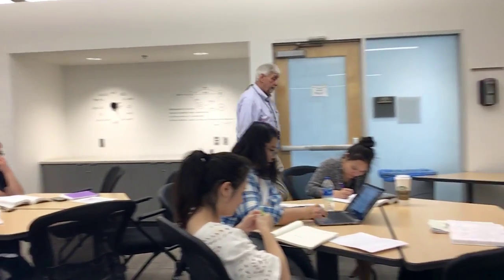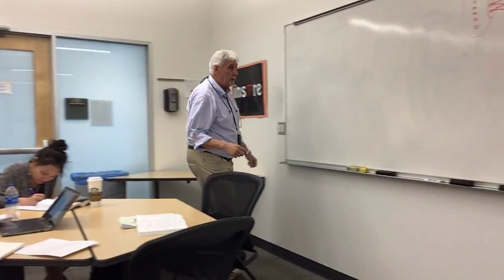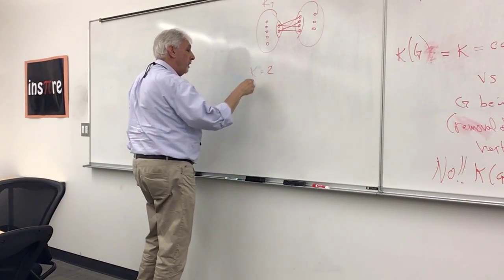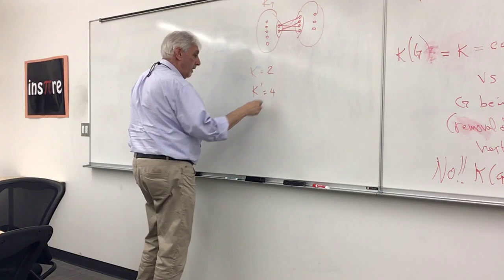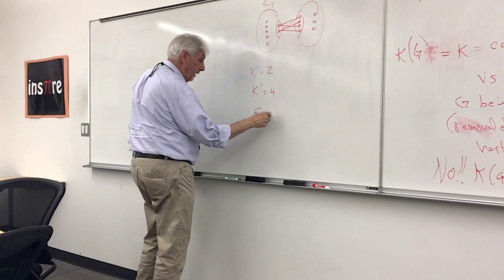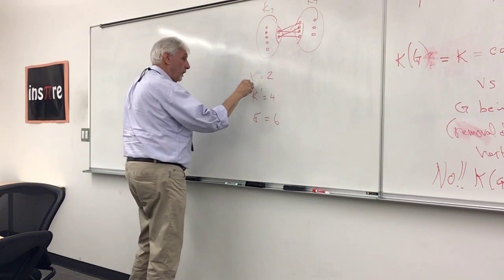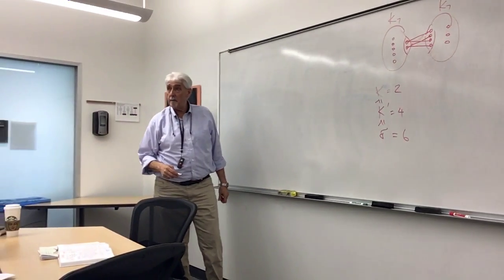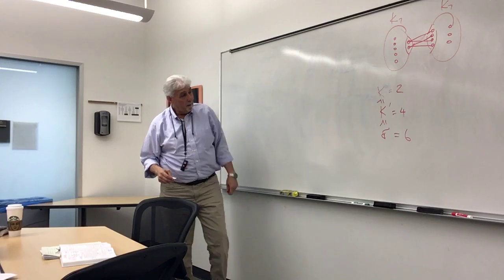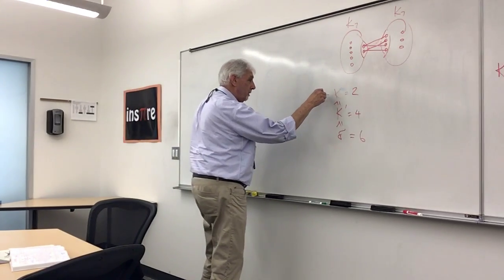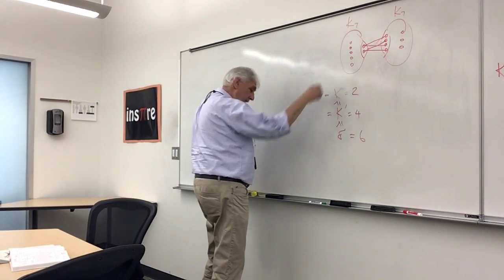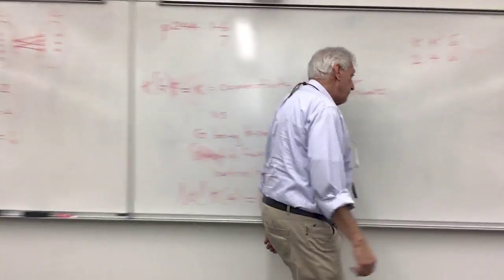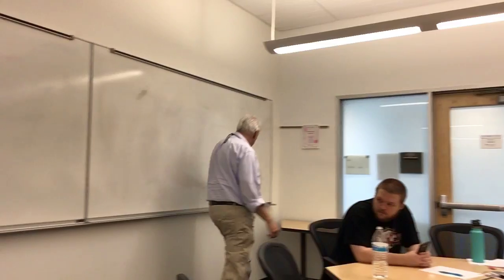So this graph has connectivity 2, edge connectivity 4, and min degree 6. And we know that this inequality goes like that. So now let's do some more. Let's do another possibility. So we'll do this one in blue. No, I won't. I'll do it in black.